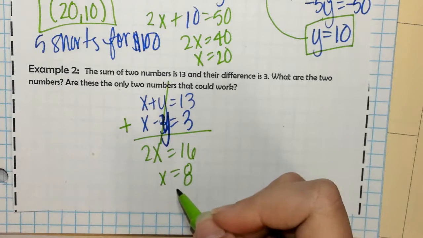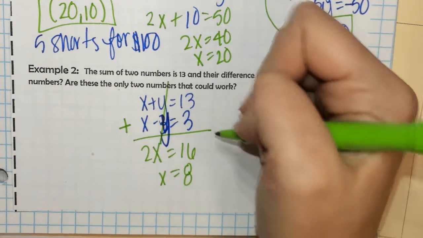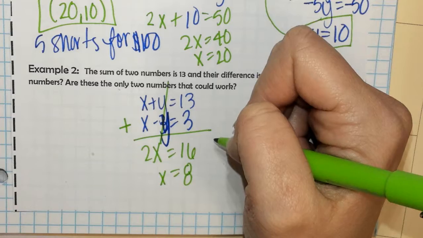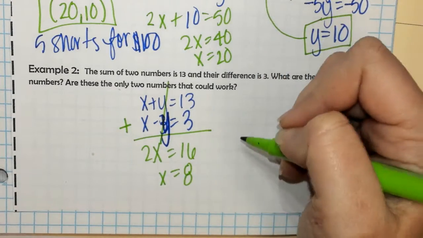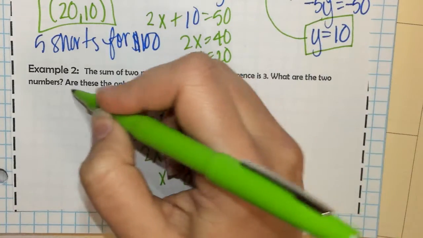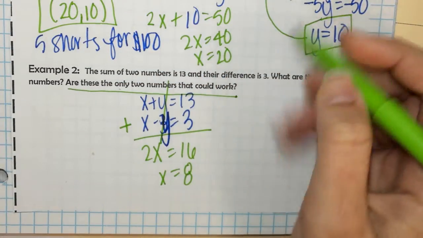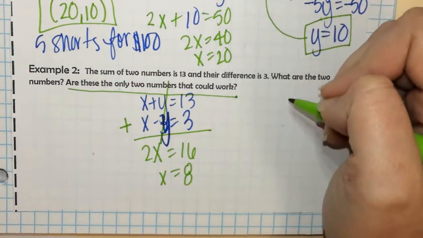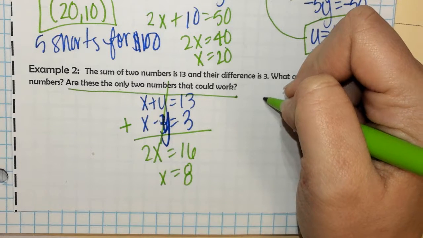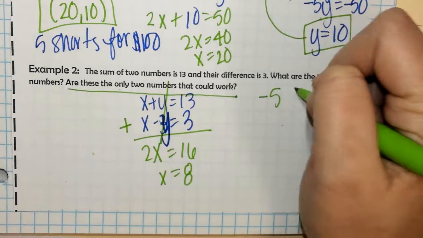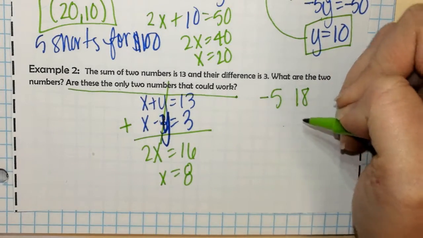Alright, so do you see how I got it? Yeah, I didn't add the X. I just dropped it. Alright, and then you plug it back in and you get 5. Now, it says, are these the only two numbers that could work? List for me 2 other numbers to add to give me 13. 5 and 8. Incorrect. Negative 5 and 18. Ooh, I like that.